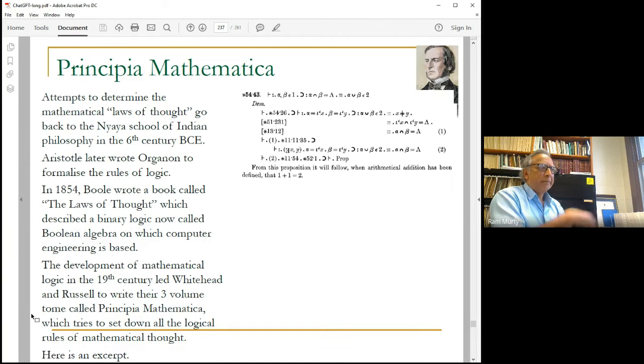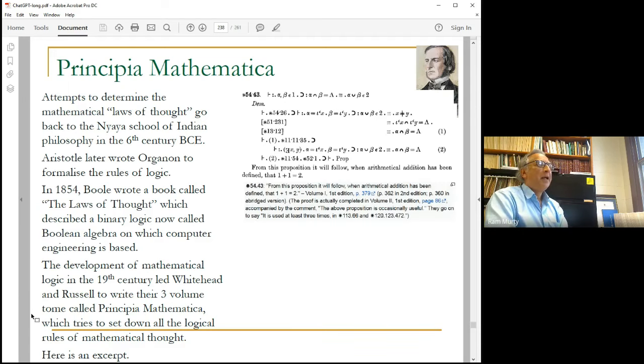Here's an excerpt. I try to be funny. That's an excerpt from Principia Mathematica, and notice what they say: from this proposition, it will follow, when arithmetical addition has been defined, that 1 + 1 = 2. Where does this appear? This appears on page 379, 362 in the second edition, and 360 in the abridged version.